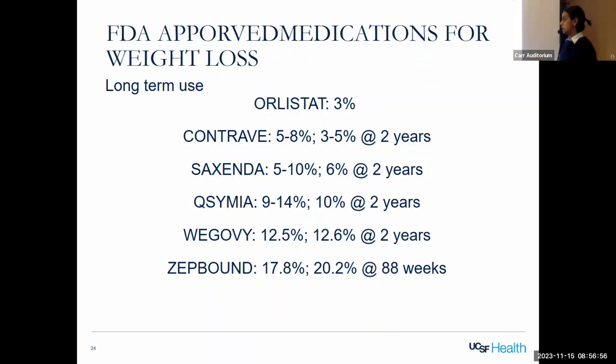And then we get into the bottom 3, which are more meaningful for the longer term use. So Qsymia is an oral pill that's a combination of topiramate and phentermine. At 1 year, we see around 9 to 14% body weight loss with maintenance of 10% at 2 years. And then the bottom 2 are the ones we're really going to focus on today, which are Wegovy, which is a weekly injectable GLP-1 receptor agonist that has 12.5% body weight loss at year 1 with maintenance at year 2. And then the newly FDA approved dual GLP GIP agonist Zepbound, which has 18% body weight loss at 1 year, and then 20.2% at 88 weeks.